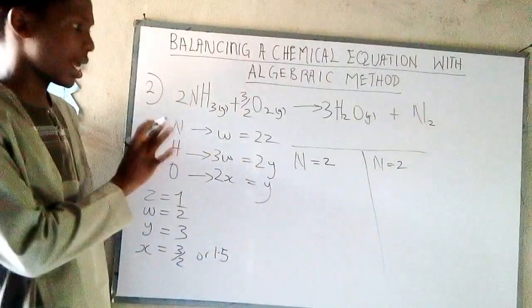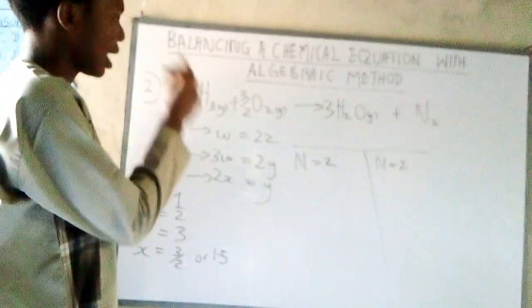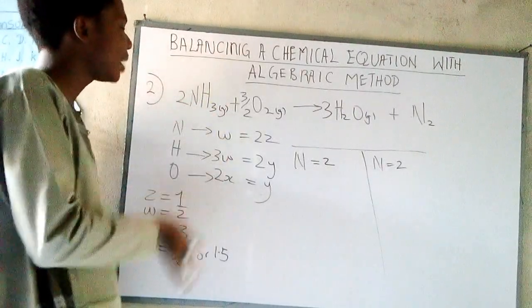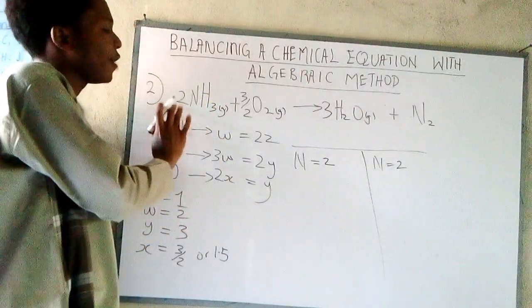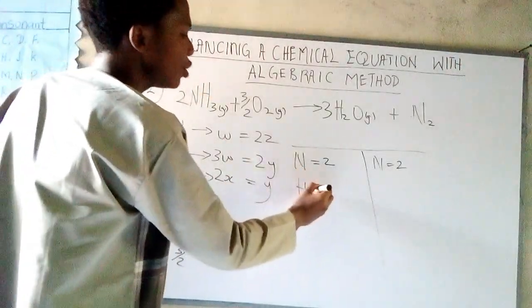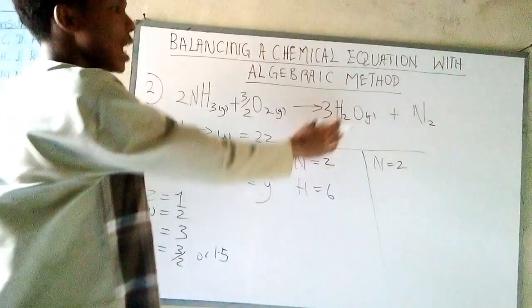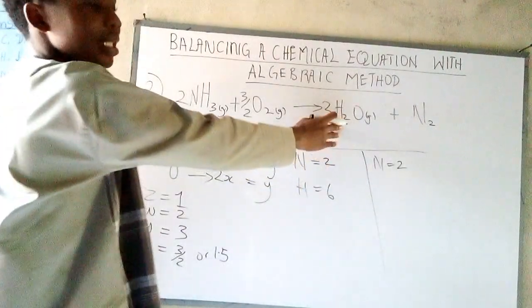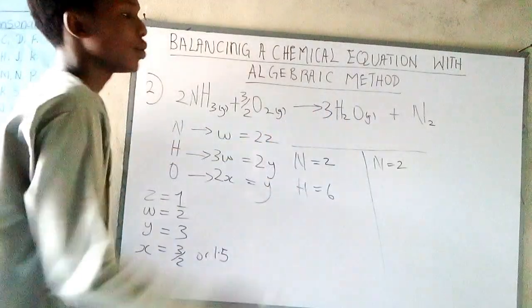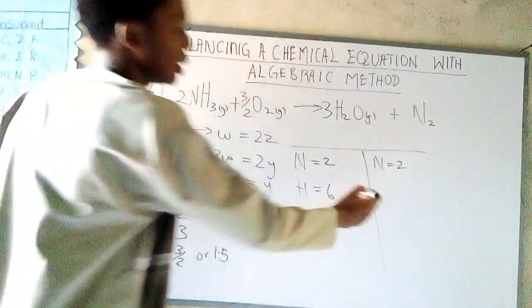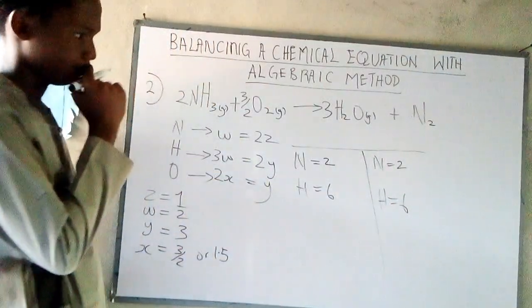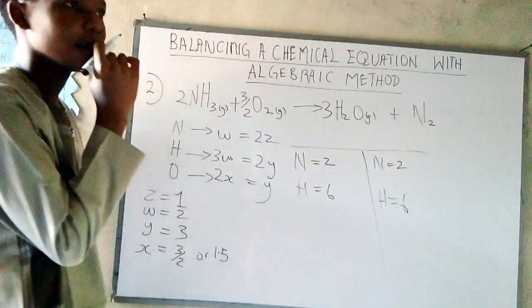Now let's check the hydrogen. Hydrogen is how many here? 3 originally. So this 3, we now multiply by the number of moles, which is the coefficient. 3 times 2 will give us 6. So hydrogen is equal to 6. How many hydrogen do we have here? 2 originally. So 2, we now times the coefficient, which is 3. 2 times 3 will give us 6. Hydrogen is 6.